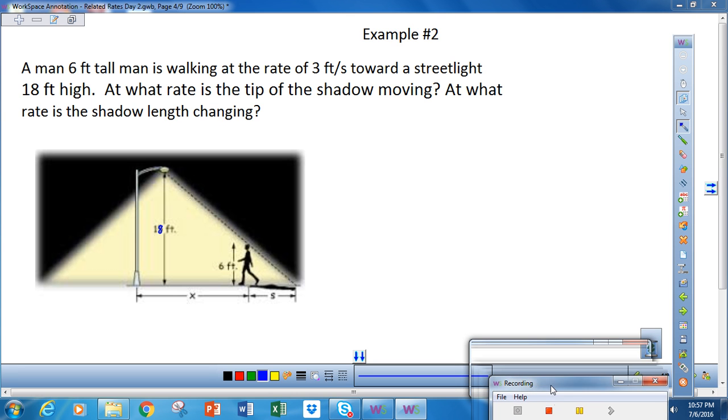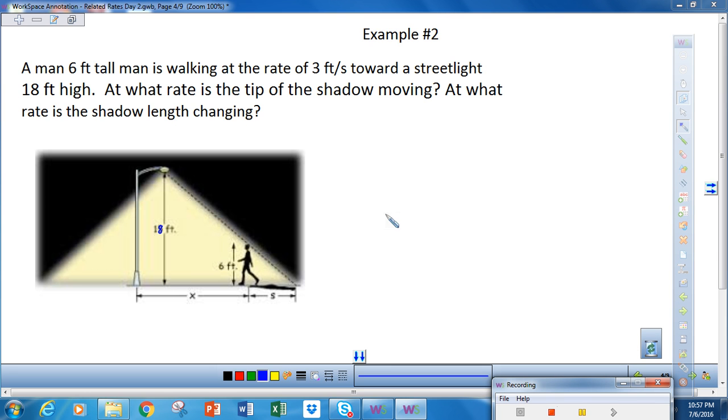Okay, here's day 2, example 2. This is a popular question on the AP exam. We have a 6-foot man walking toward a street light that's 18 feet high. And we want to know two things: at what rate is the tip of his shadow moving, and at what rate is the shadow length changing?